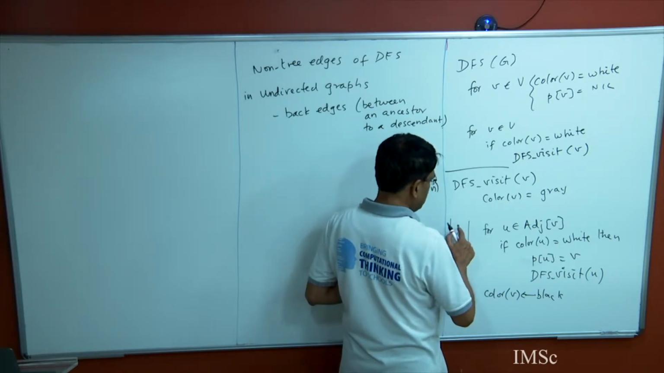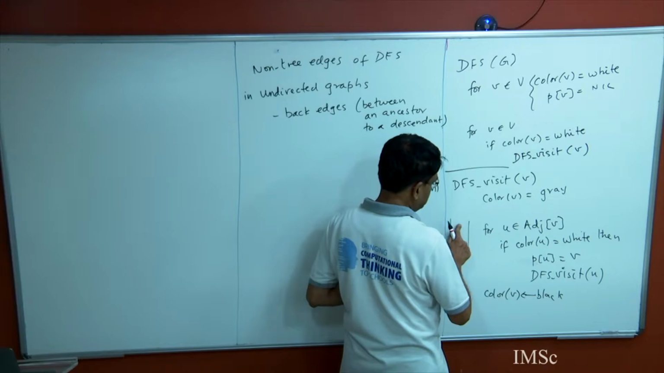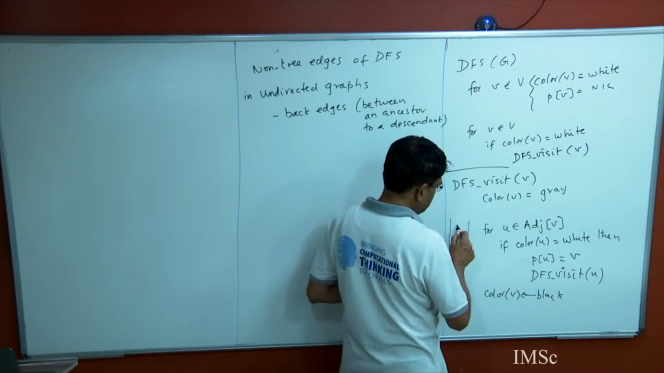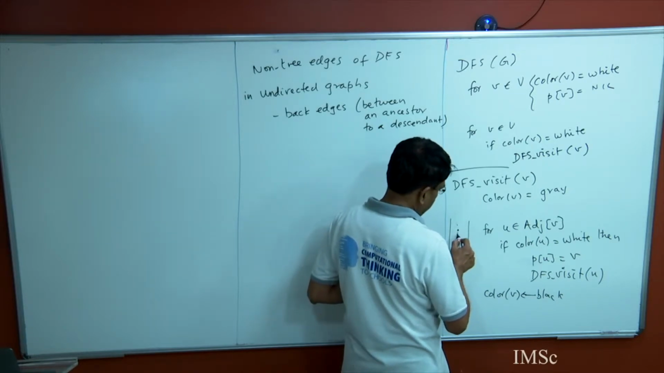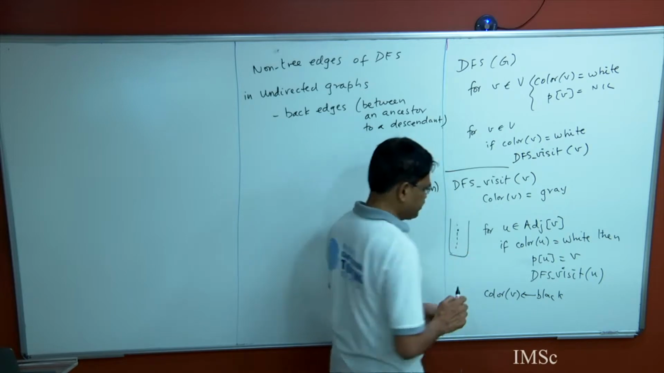So once you finish, no more adjacent vertices, you come back. This was adjacent to this, then it will go and explore the next adjacent vertices from here and finish off, and then you go to the next adjacent vertices and so on.